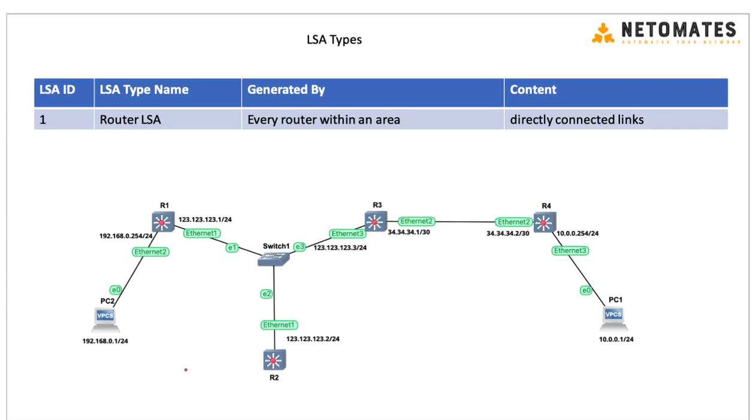So let's look at each LSA type with an example. Router LSA: every router needs to advertise whatever directly connected links it has with other routers in the same area. Suppose this whole topology is in the same area. Each router will generate these router LSAs so that every other router within the same area will know about the networks of the other routers in that area.